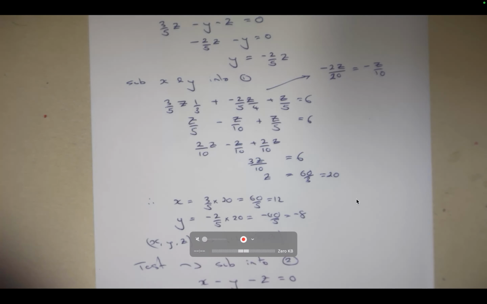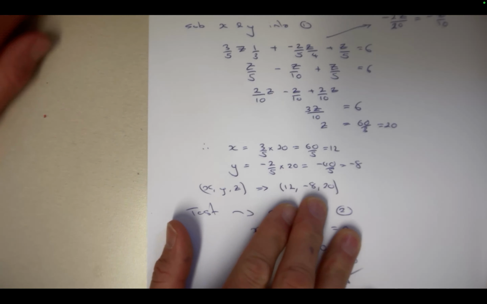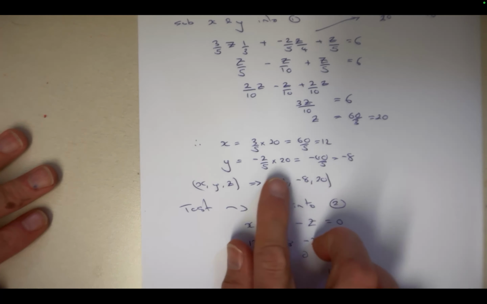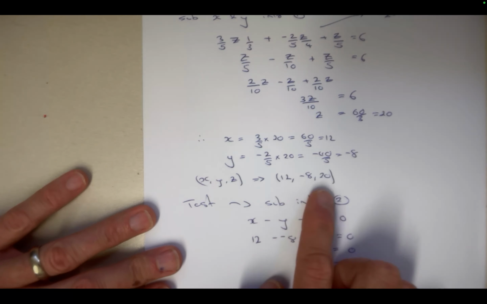And we get a value for Z equals 20. And once we have Z equals 20, we can go back up there. We can work out what X is. X is 12, and Y is negative 8. And so the solution set as it reads, X, Y, Z is 12, negative 8, 20.